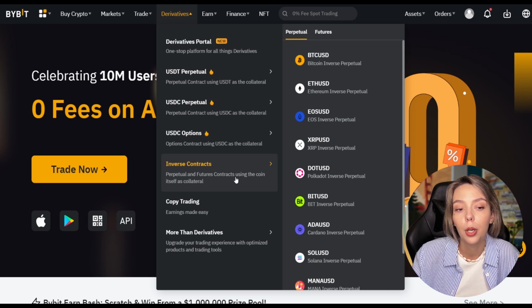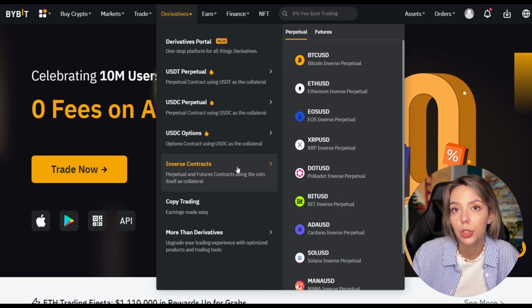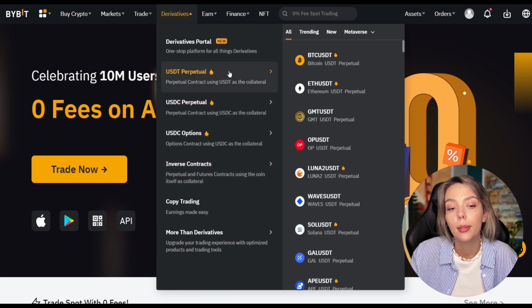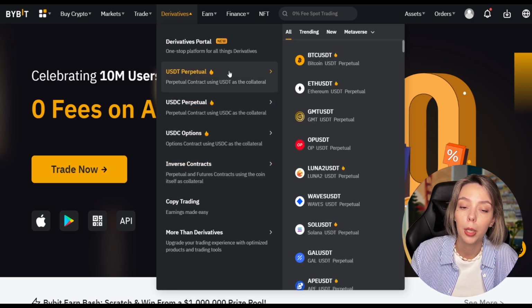However, for the most part you're going to want to choose inverse perpetual, because assuming you're pretty bullish on Bitcoin, and most of the time we are going long on Bitcoin, generally speaking, but there might be times where you want to use the USDT perpetual if you think it's going down, or another crypto is going down. That tends to make more sense.